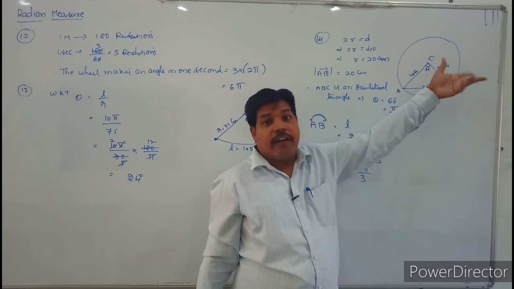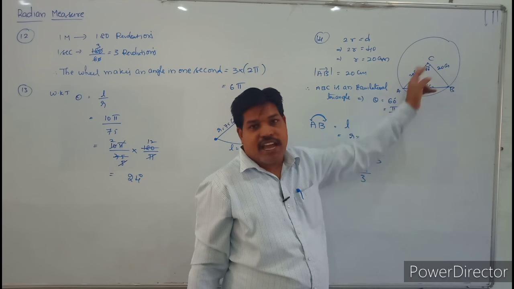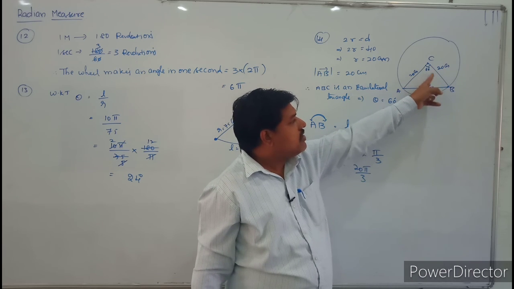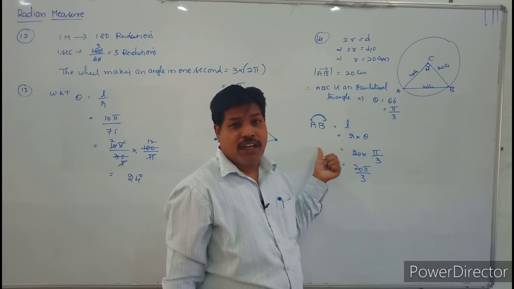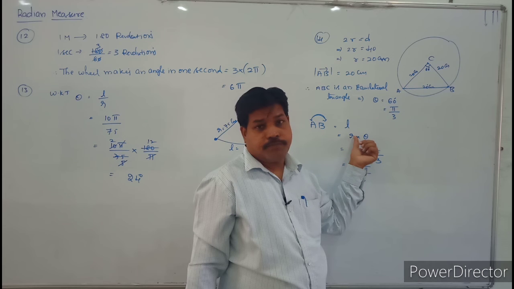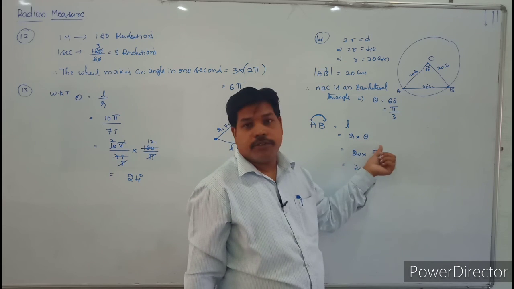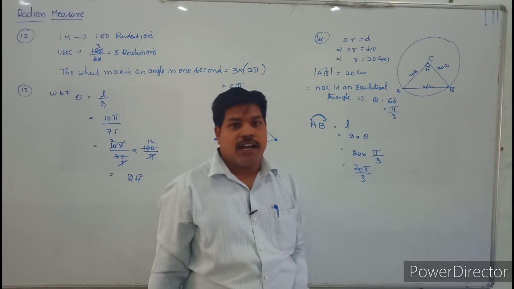Automatically the triangle is an equilateral triangle. In an equilateral triangle, each angle is 60 degrees, but I need this one. This angle is also 60 degrees. So the length of the minor arc, L, is nothing but R into theta. The R value and theta value are already known, so just replace the values and you will get the answer.